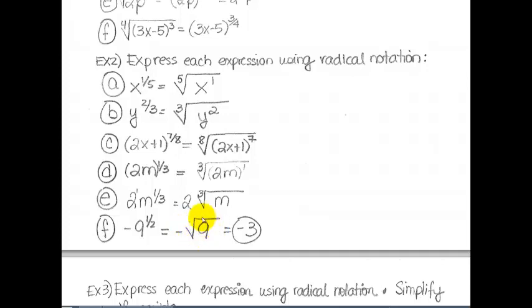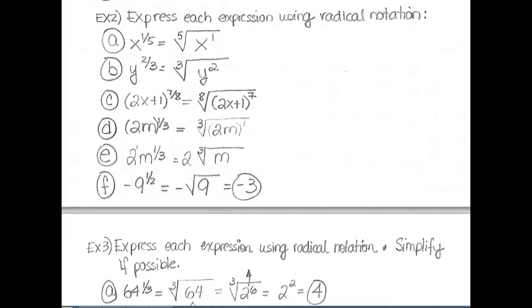Now, the thing is, can we simplify this radical? Yes, we can, because the square root of 9 we know is 3. And we have a negative in front, so it becomes -3. Alright, let's go on to example number 3.